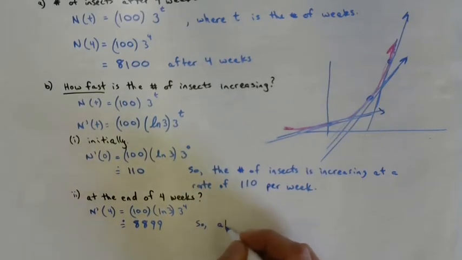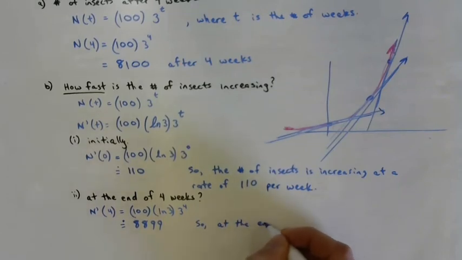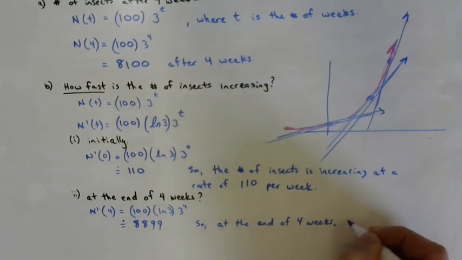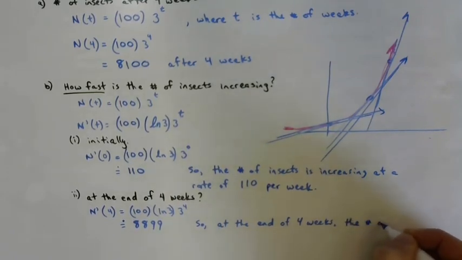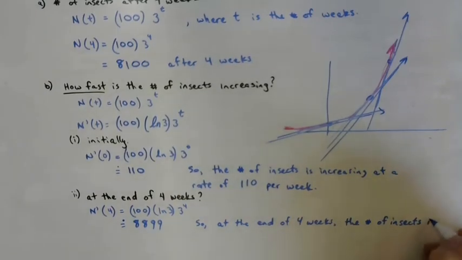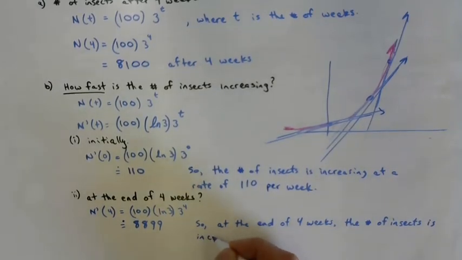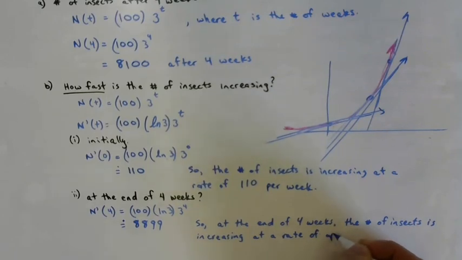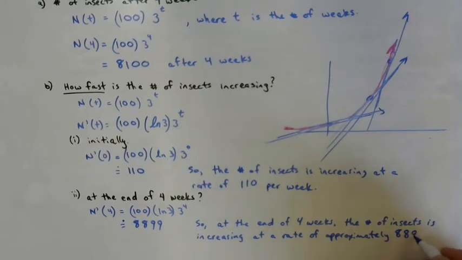So at the end of 4 weeks, the number of insects is increasing at a rate of approximately 8,899 per week.